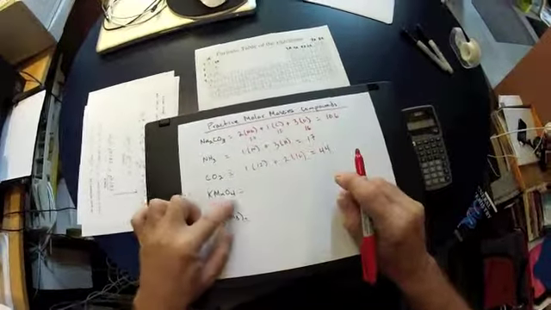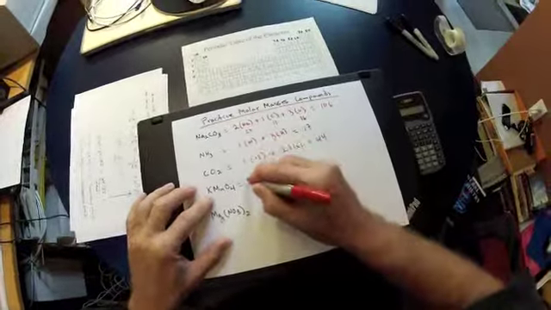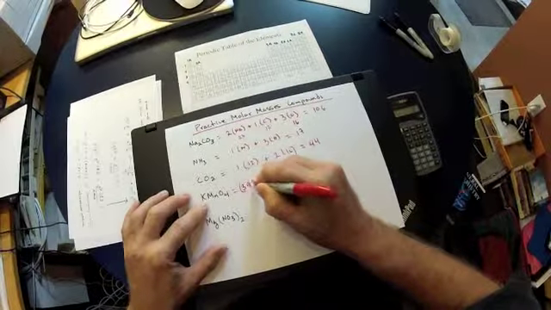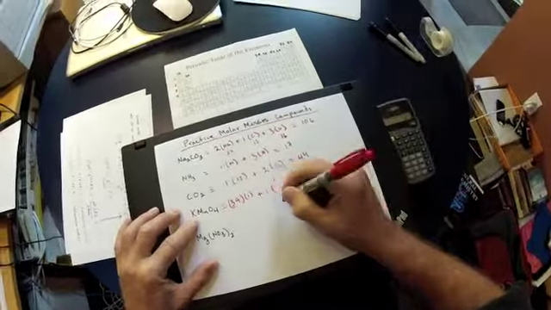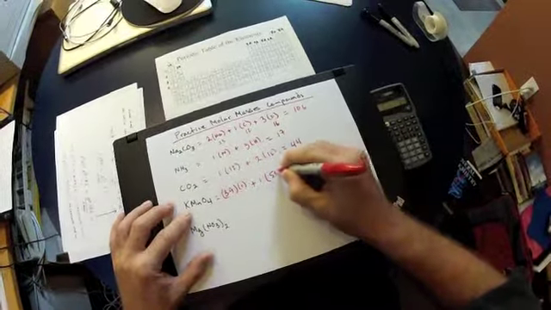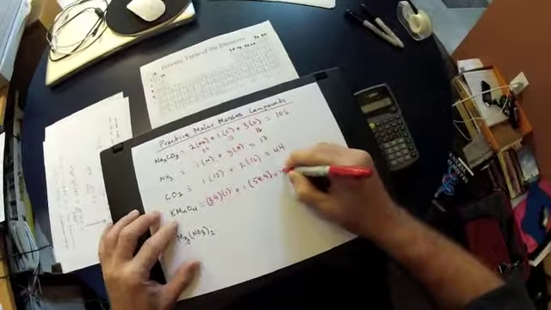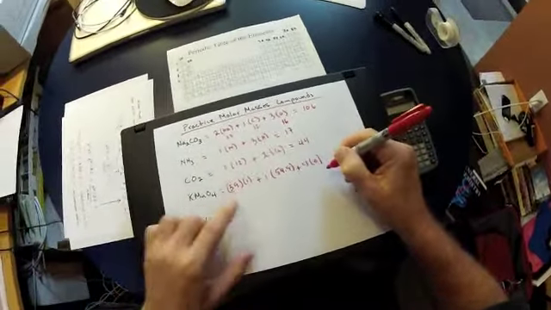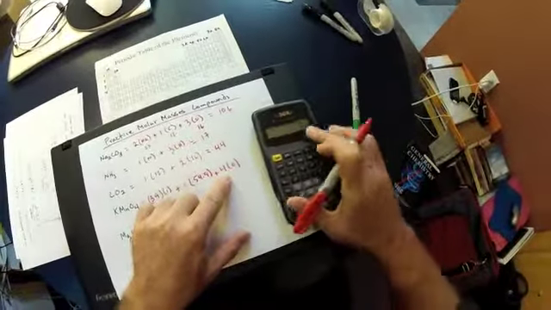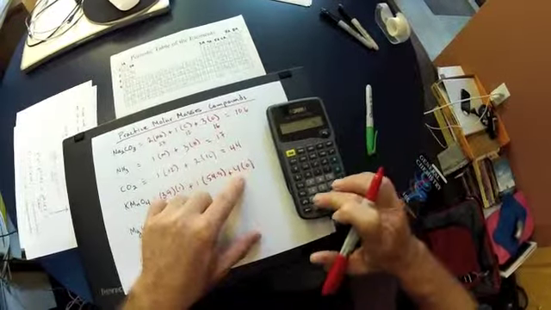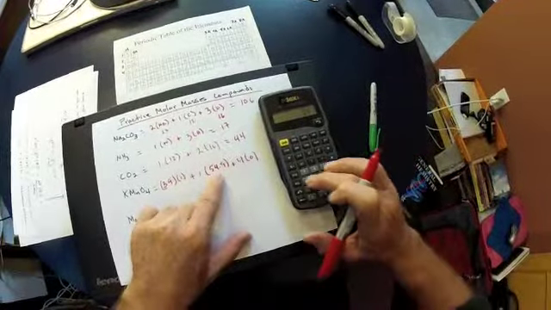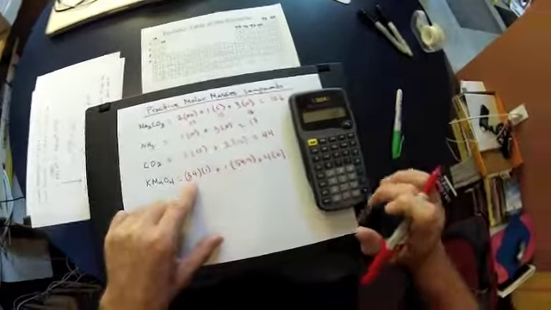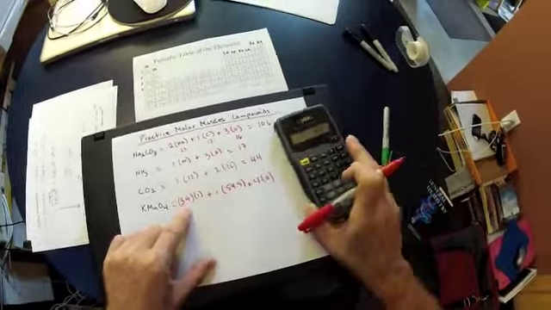For potassium permanganate, the potassium is worth 39, and there's 1. The manganese, there's only 1 atom of it, and its molar mass is 54.9. And then there are 4 oxygens. This one's a little trickier. The oxygens are worth 16 each, so it's going to be 4 times 16, plus 54.9 plus 39 equals approximately 158.